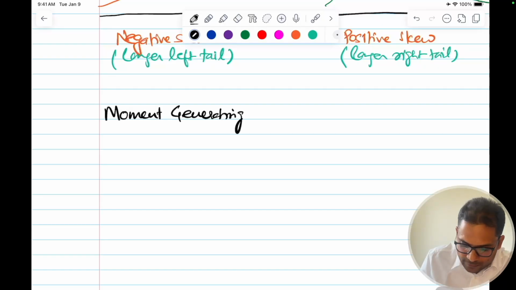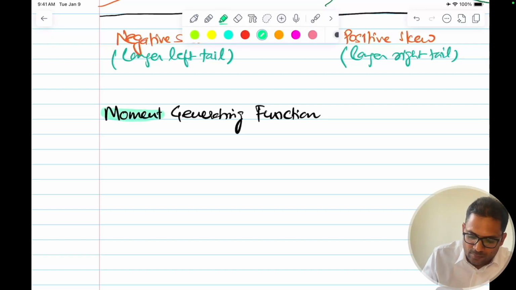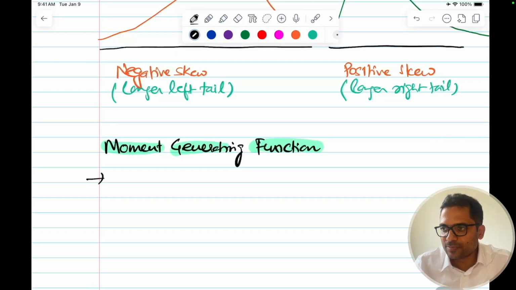Moment generating function. So what are they? It generates moments. So let me get a formal definition. So this simplifies computation.